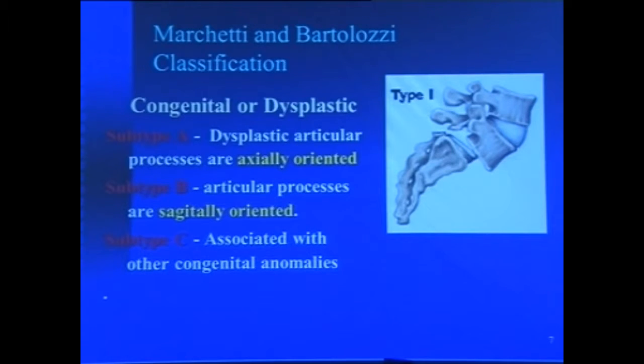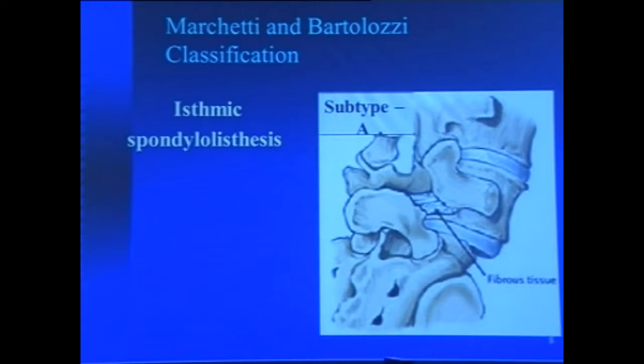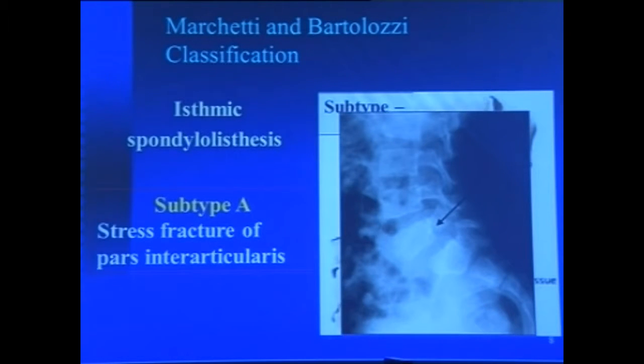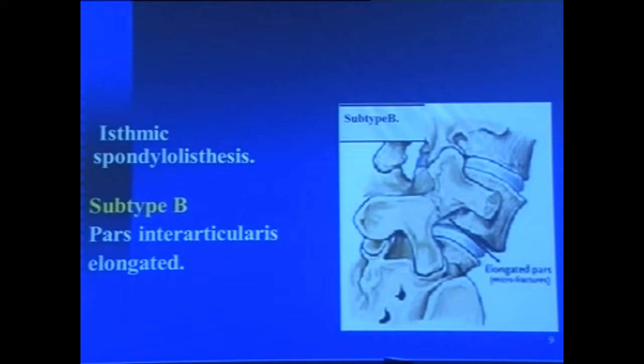In congenital or dysplastic spondylolisthesis, in subtype A you have axially oriented articular processes, in type B there are sagittally oriented articular processes, and in type C the articular facets are normally present. This is the isthmic spondylolisthesis, where there is a defect or stress fracture at the pars interarticularis. And in another type, subtype B, there is an elongation of the pars interarticularis.